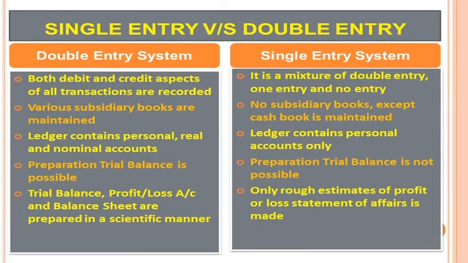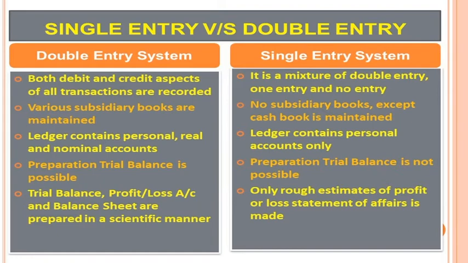Now we will have a look at the difference between the single entry system and the double entry system. Under double entry, both debit and credit aspects of all transactions are recorded. For example, when salary is paid, we pass one journal entry, salaries to cash account, entering it in both the salaries account and the cash account. But under the single entry system, we just write salaries in the cash book.